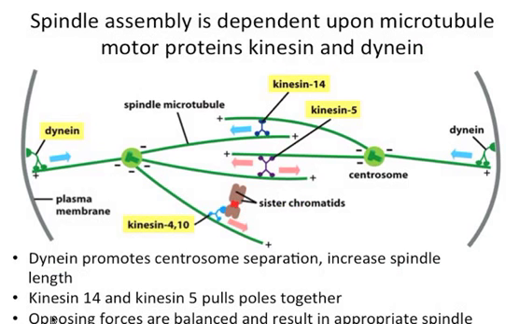Okay, so why do I have this here again? This is just to reiterate that the spindle assembly is dependent upon microtubule motor proteins, kinesin and dynein. And dynein is mostly promoting centrosome separation, which is increasing spindle length. And kinesin 14 and 5 pull the poles together. And these opposing forces are what result in the appropriate spindle length and position.